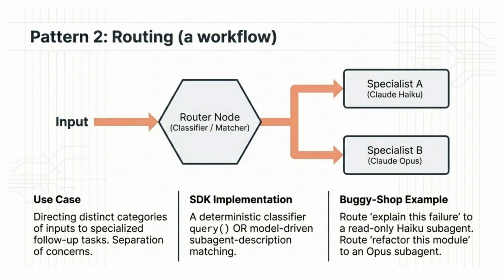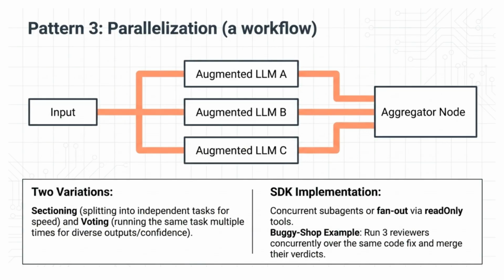The SDK gives you 2 ways to route. The model-driven way is sub-agent description matching. Define specialists with sharp description fields, and the parent agent routes work to whichever fits. The cheaper, more deterministic way is a small classifier call that picks the model or the prompt for the real work. That second option doubles as a cost lever, since you can route easy questions to a smaller model like Haiku and hard ones to a more capable model. For Buggy Shop, a router might send "explain this failure" to a read-only Haiku subagent and "refactor this module" to an Opus one.